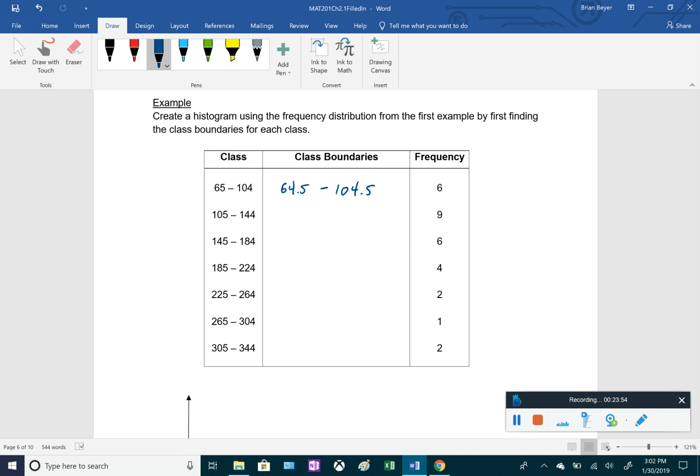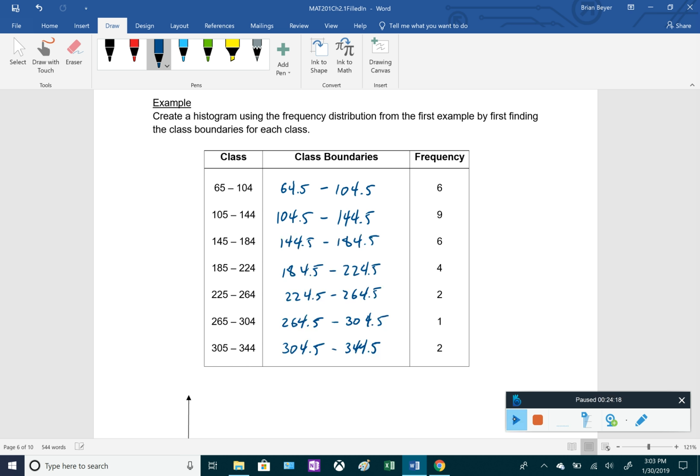So for the next one, 105 to 144, subtract 0.5, add 0.5. Now you can see how they match up here. For the first one, the upper limit is 104.5. That's where the second one picks back up. It picks up directly at 104.5, so now they're connected. Okay, and then I'm going to fill in the rest of them. And they're all filled in. Once again, we can see how each upper limit connects exactly with the following lower limit, which is the whole point of using this class boundaries method.